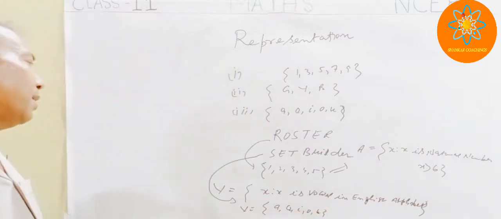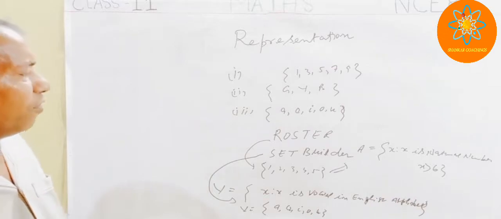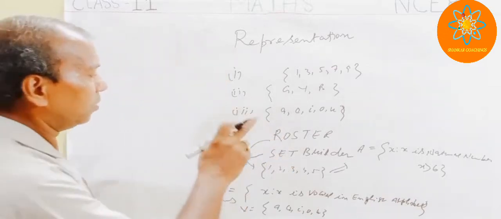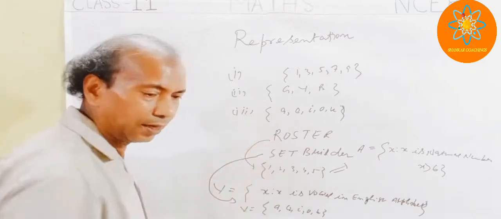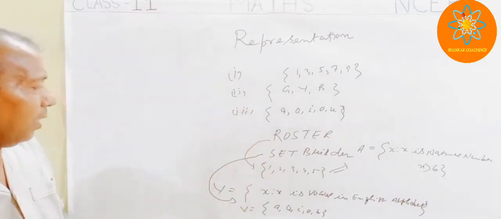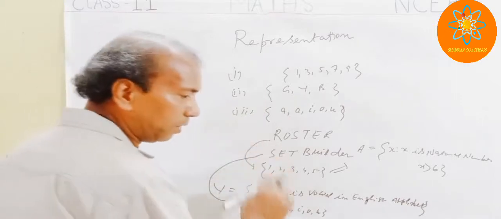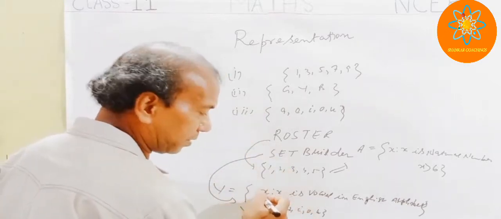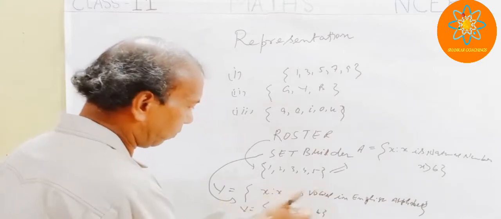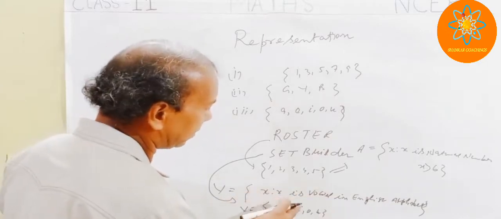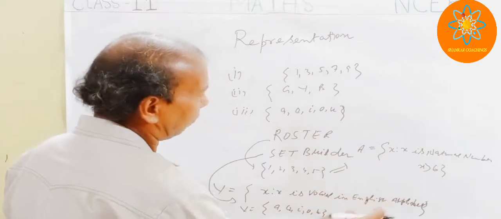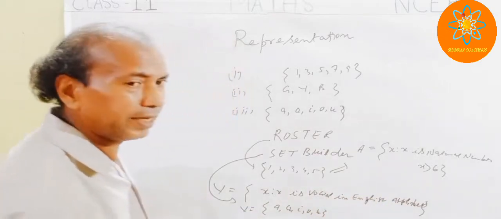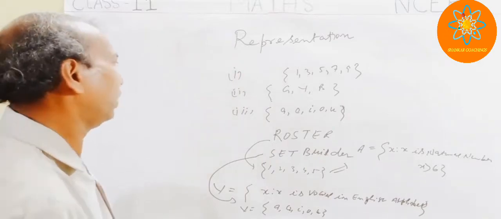So basically, the basic difference between roster form and set builder form is that in the roster form commas are used, while in the set builder form we write in this way: X, for example, I have given here for vowels, X where X is a vowel in the English alphabet. So in this way I can represent sets in two ways.